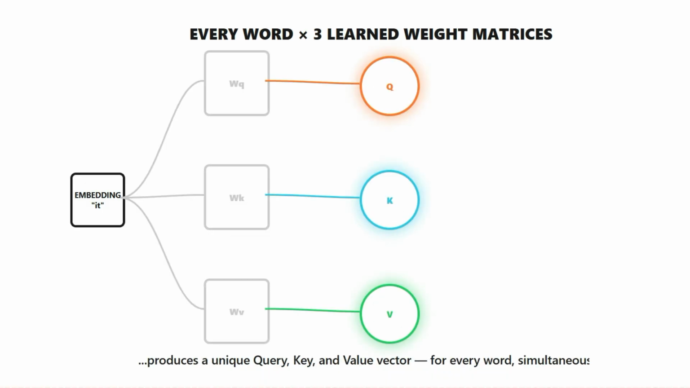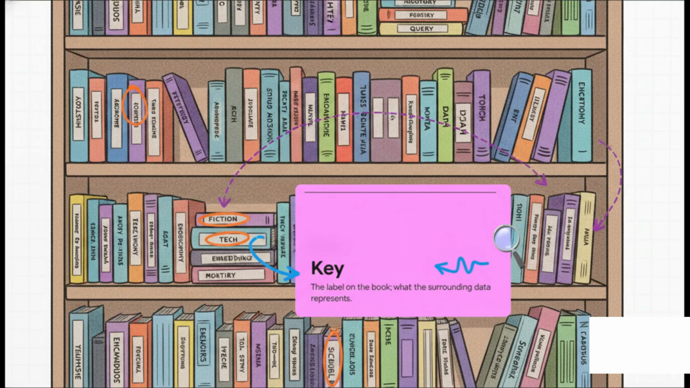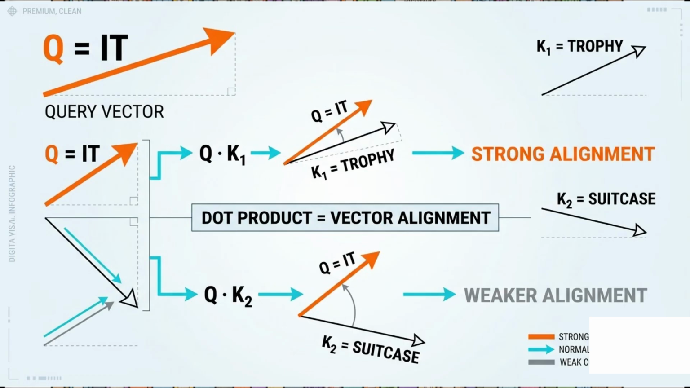Now, look behind the counter. Every single book has a descriptive label on its spine. These are our key vectors. Basically, every surrounding word is broadcasting a key that announces its semantic identity and its role in the sentence. They're all just sitting there waiting to be checked against your query.